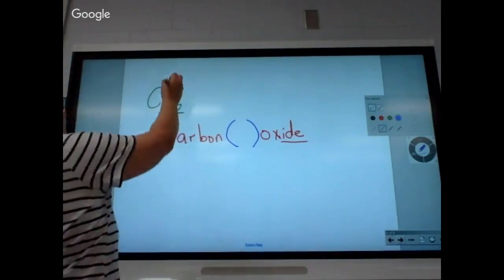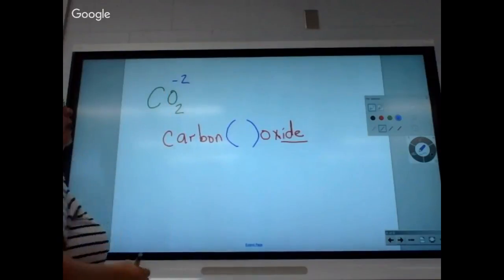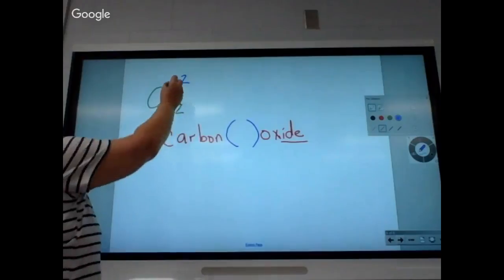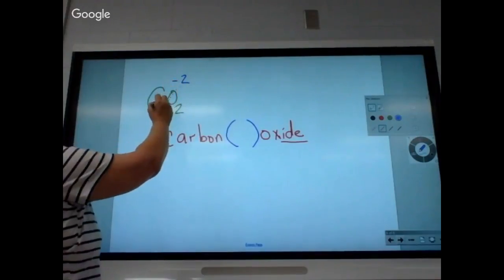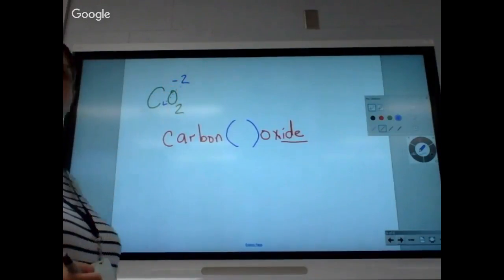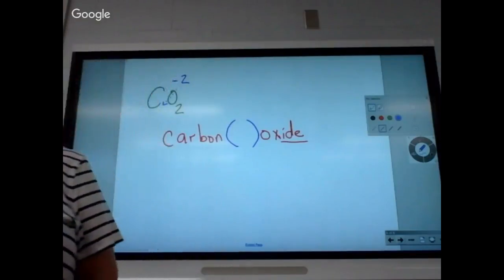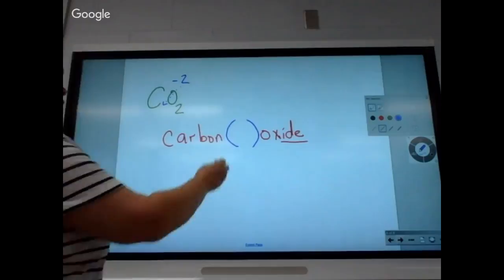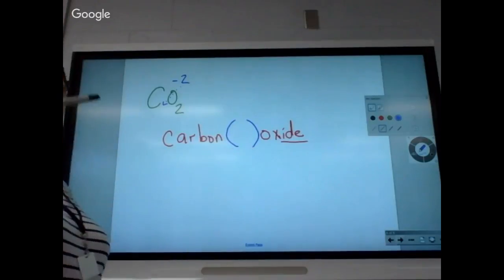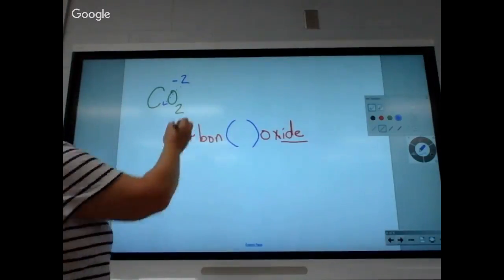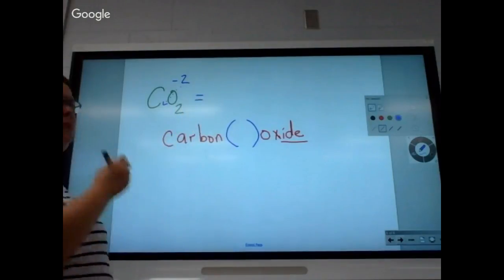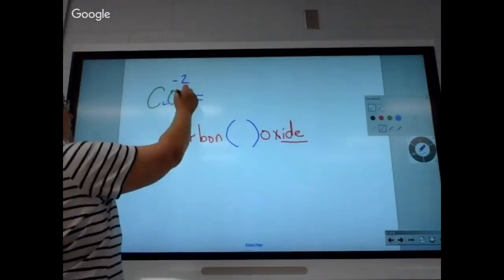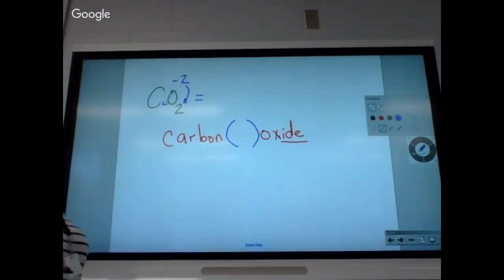It's a -2. Now, when we crisscross, where should that 2 be in the formula? Should be in between. It should be down here on the C, right? Should be right there. But it's not there. Where'd it go? It reduced down. So, in order to figure out what the Roman number is, you need the original formula. So, we need to figure out what the formula used to be. The way you do that is you multiply this through the subscripts.